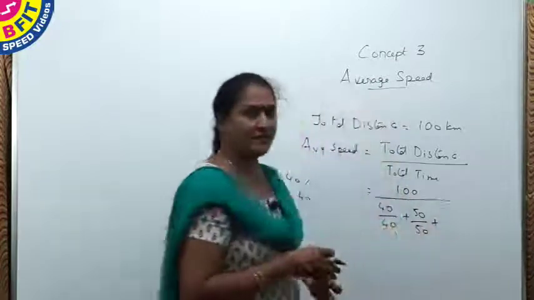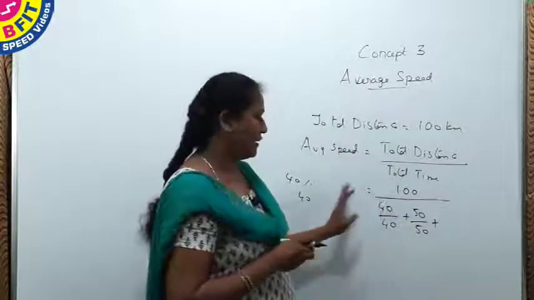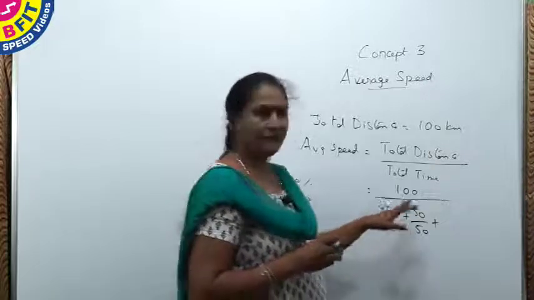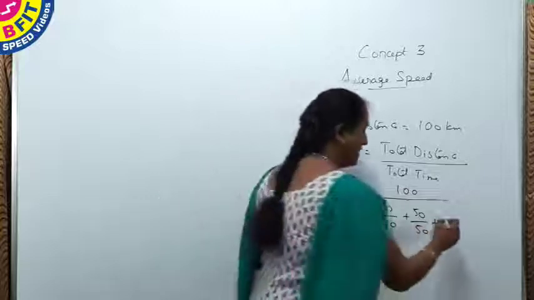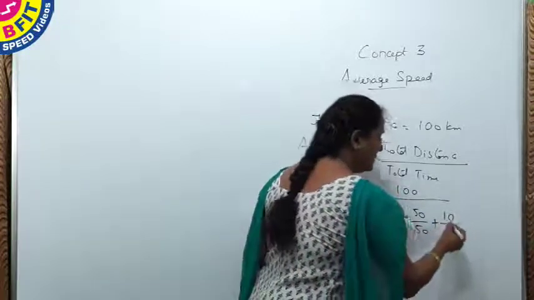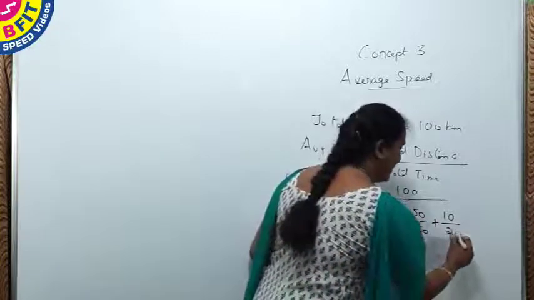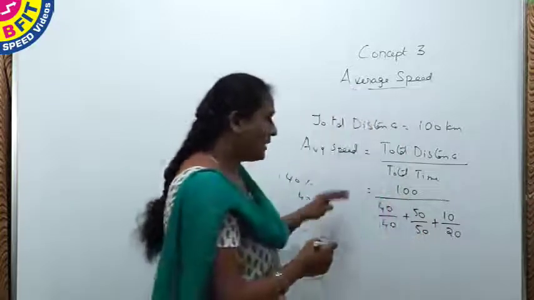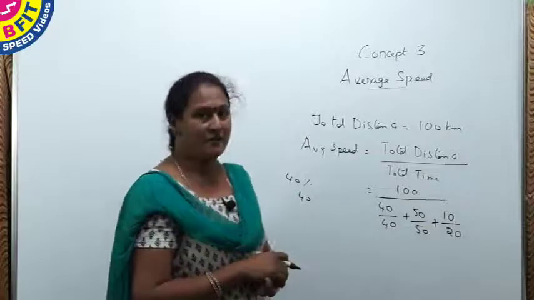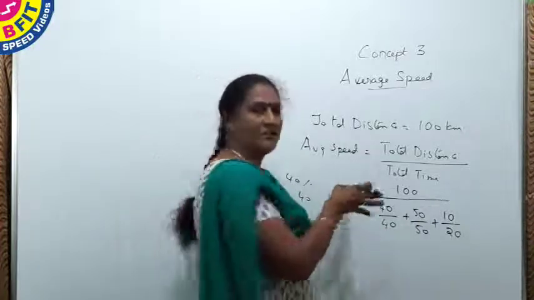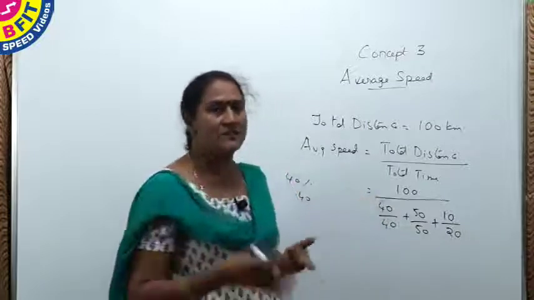And the remaining distance: in this 100, 40% and 50% is 40 and 50. When you subtract 40 and 50 from 100, the remaining is 10 kilometers. This remaining distance is covered with speed 20 kilometers per hour. So now by working this out, you get the average speed. Whenever it is given in percentage, you assume that total distance is 100 and the working becomes simple.